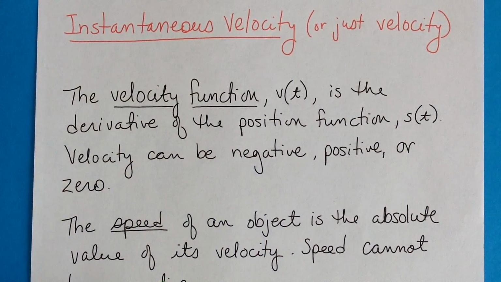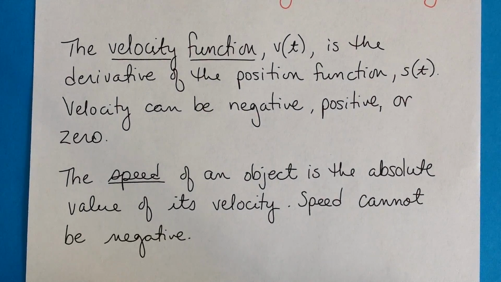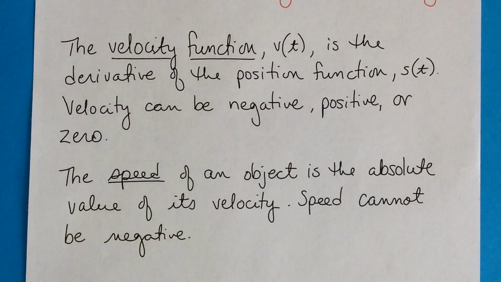Velocity can be negative, positive, or zero. Of course, if your object is falling, like if you're at the top of a building, you drop a ball, then the velocity is going to be negative. The negative just indicates the direction that it's falling. Whereas if you're talking about a velocity that's positive, then that would be an object that's being shot into the air. The speed of an object is the absolute value of its velocity.